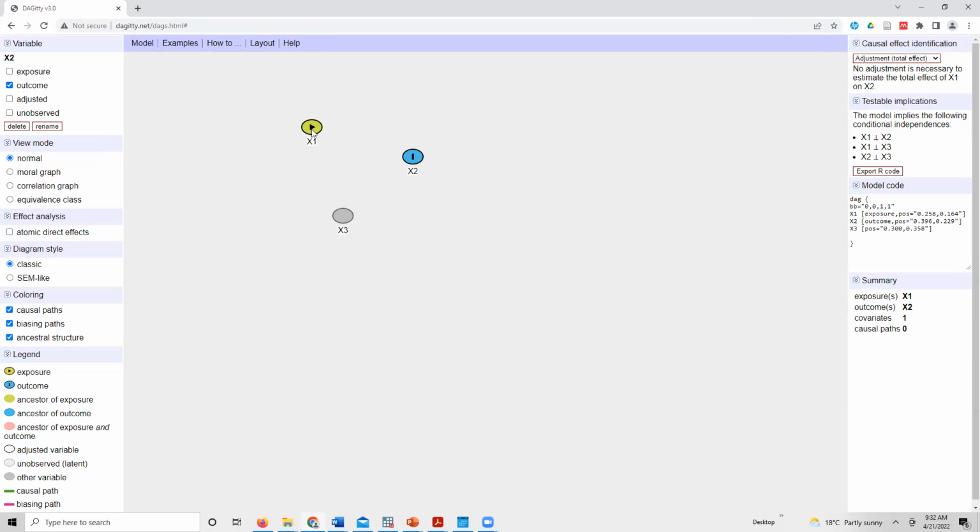It's very easy. Let's say that I want x1 to be the cause of x2. So I click on x1 and then I click on x2, and as you can see, you have the arrow. And if I want to remove it, I click again on x1 and re-click on x2, and I remove the arrow in case it's wrong.